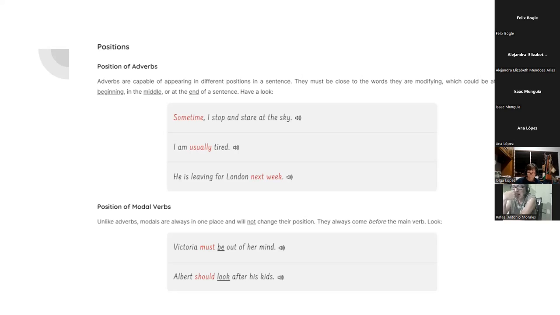And the position of modal verbs is next to the main verb, always. For example, Victoria must be out of her mind. Adverb should look after his kids. So if you can see there, modals are next to the main verb. Y los adverbios pueden cambiar de lugar. They can change position. Do you have any questions about modals and adverbs?